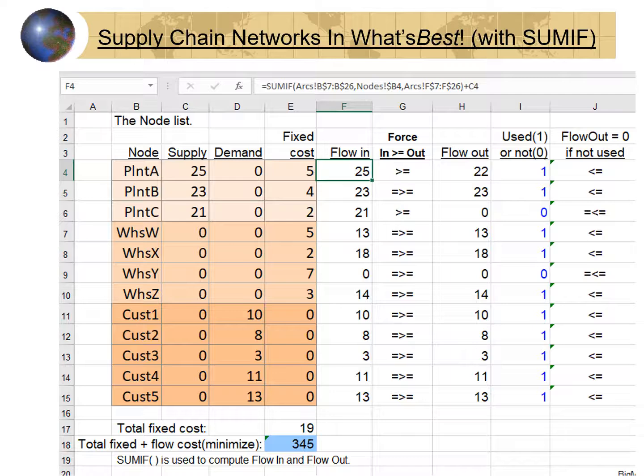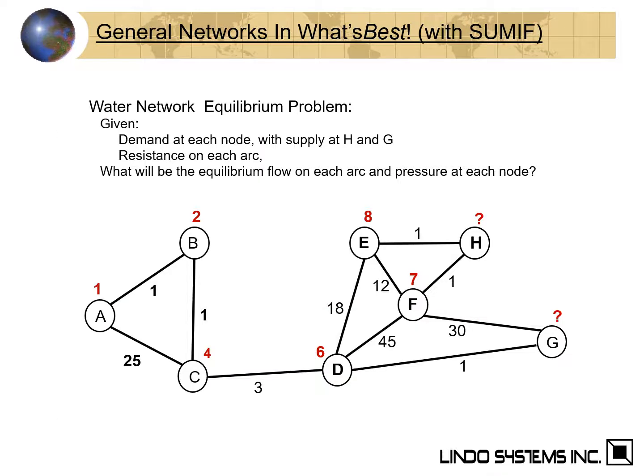I happen to show the optimal solution here, where the total fixed cost is 19. You can figure out that that's the sumproduct of the 0-1 vector times the fixed cost, and the total cost is the cost of the flows plus the fixed cost there at the bottom.